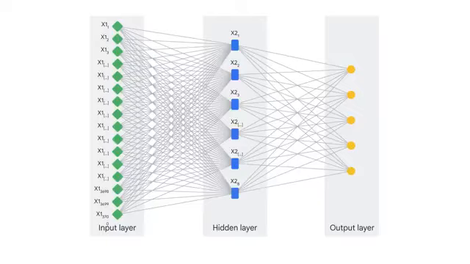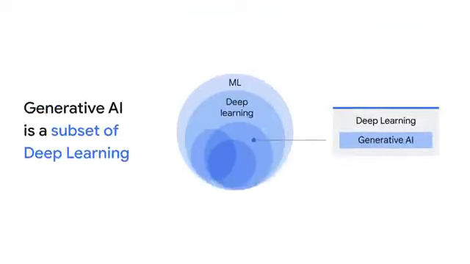This is called semi-supervised learning. In semi-supervised learning, a neural network is trained on a small amount of labeled data and a large amount of unlabeled data. The labeled data helps the neural network to learn the basic concepts of the task, while the unlabeled data helps the neural network to generalize to new examples. Now, we finally get to where generative AI fits into this AI discipline.